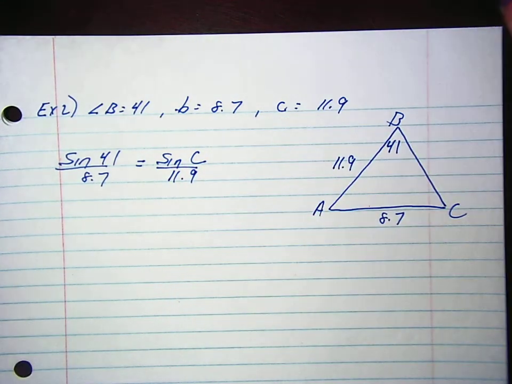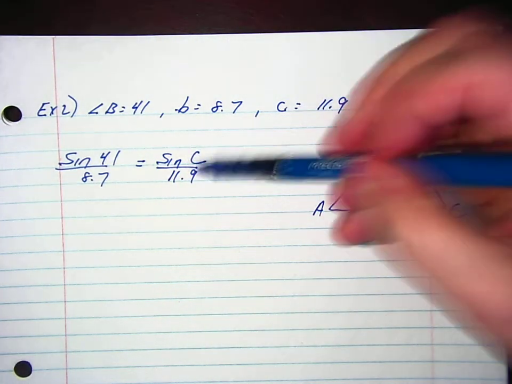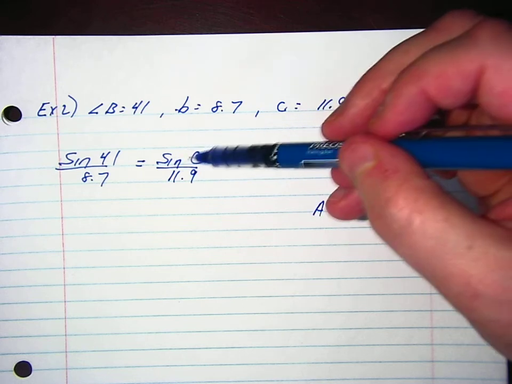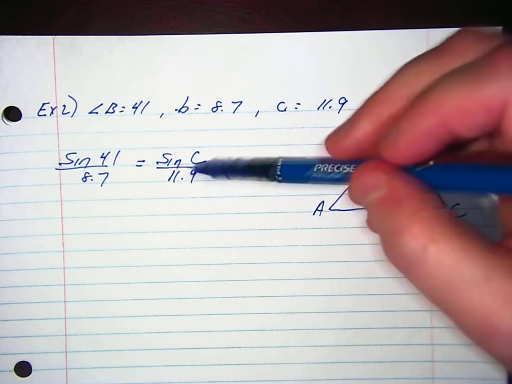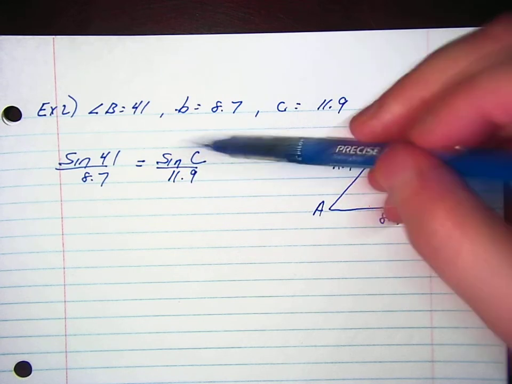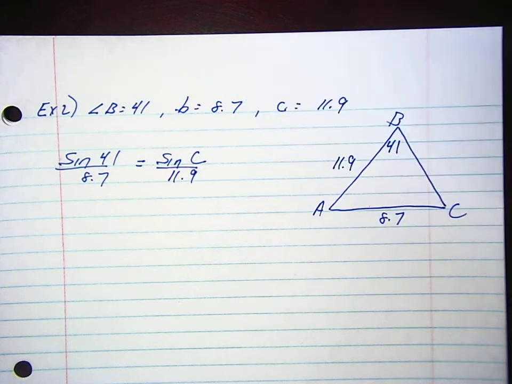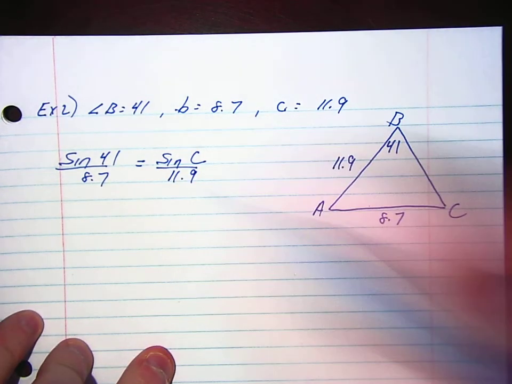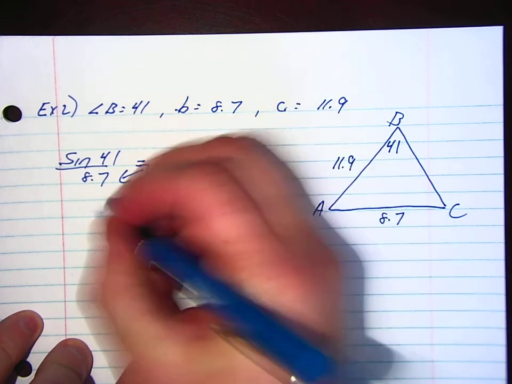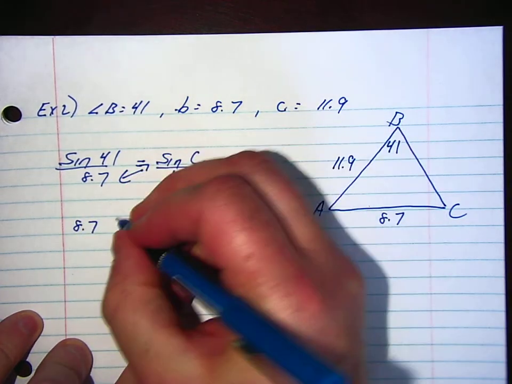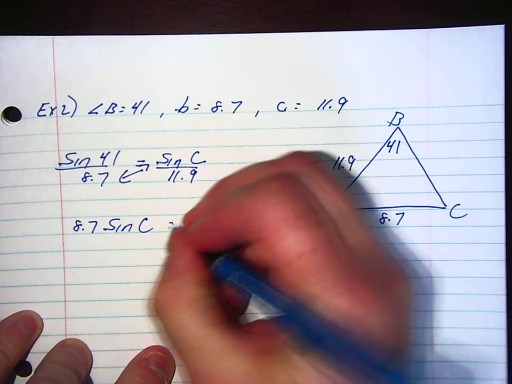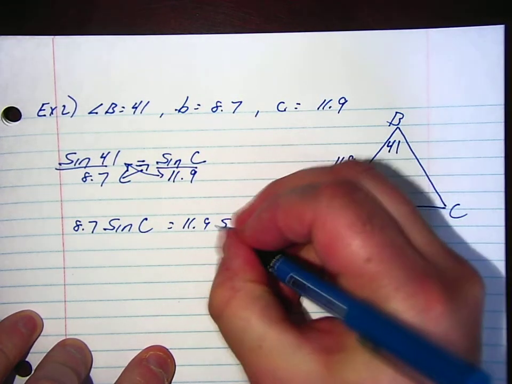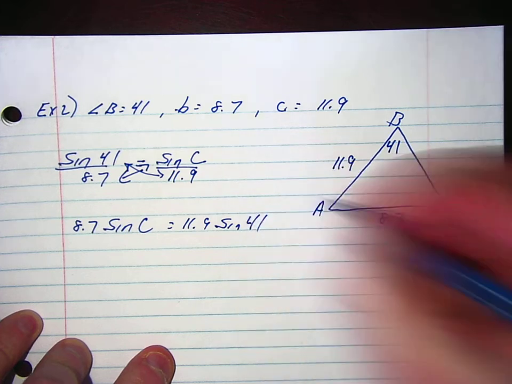Okay, first thing, recognize what you're solving for. You are solving for an angle, not a side. That will solve entirely different than when you're solving for a side. Not initially. You're going to cross multiply just like you did before. So I'm going to cross multiply, and I'm going to say, this times this. So that is 8.7 times the sine of angle C equals this times this. 11.9 times the sine of 41.